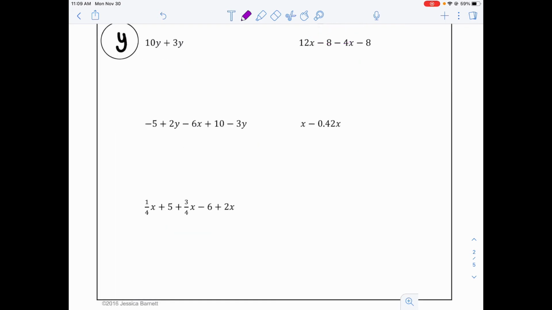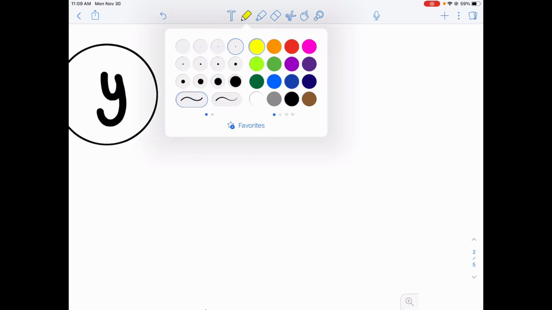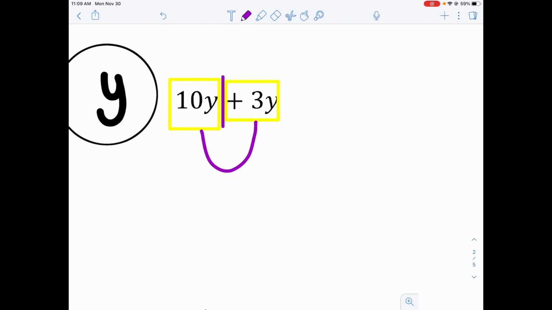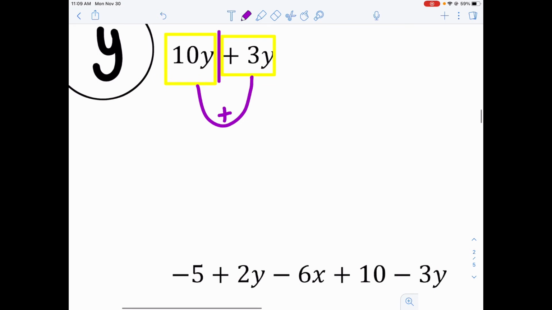All right, now that you've had a chance to do them, let's go ahead and go over them. This first one I'm going to split into my terms. Then I'm going to find my like terms. So 10y and a positive 3y are like terms. They have the same variables. I'm going to go ahead and link them. And these are the only 2 in this one, so now I'm going to add them. 10y plus 3y should leave me with 13y.